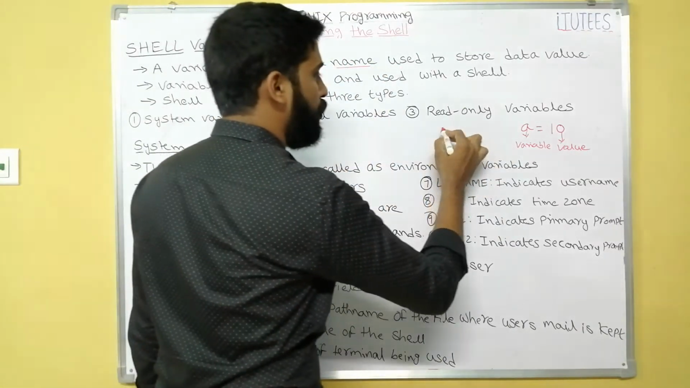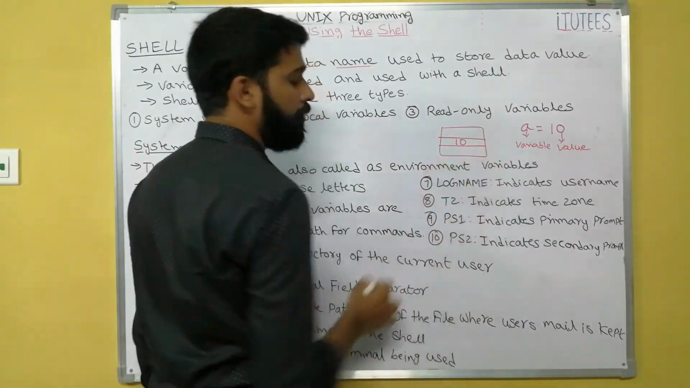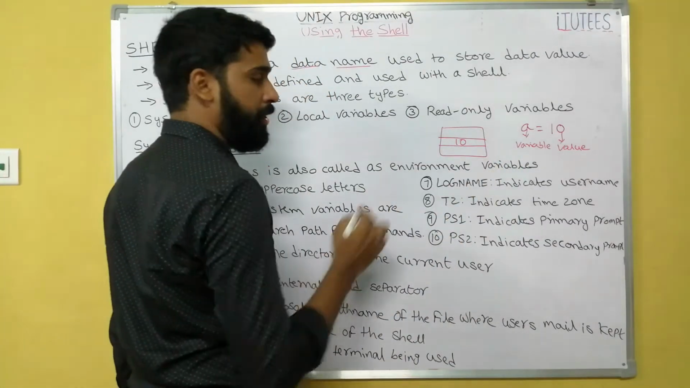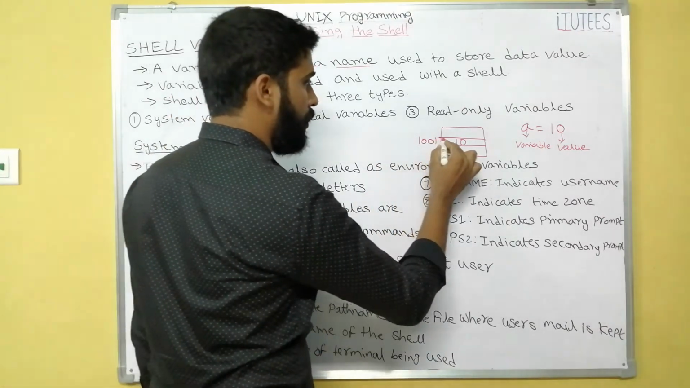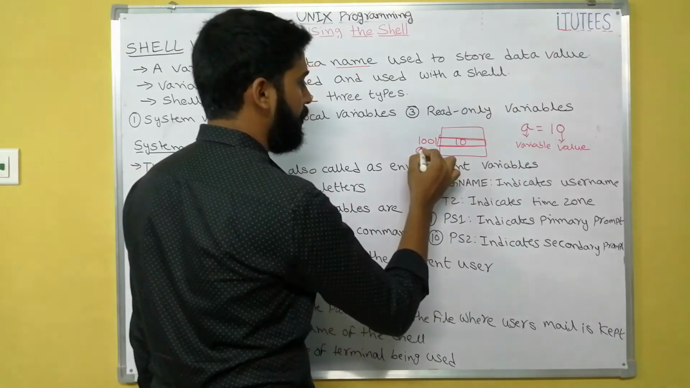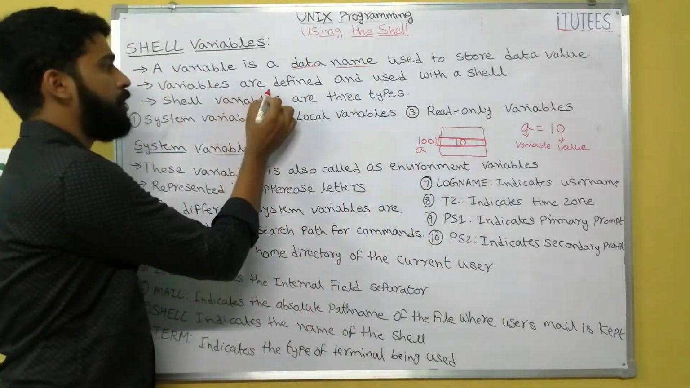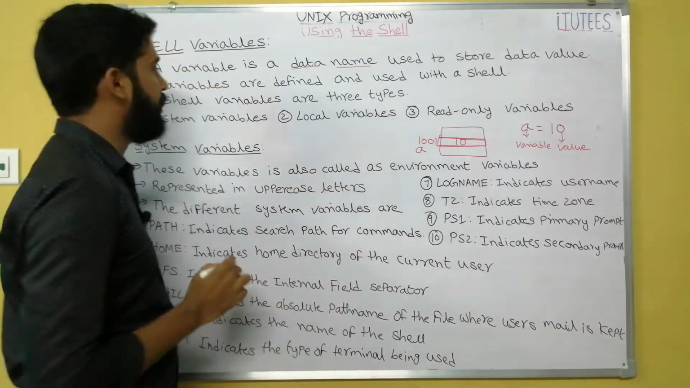The data is stored in memory. For example, this is the memory, and in this we can store the data 10. It has some address. For example, this is the address. So how can you identify this address? By using the name A. So variables are defined and used with a shell.